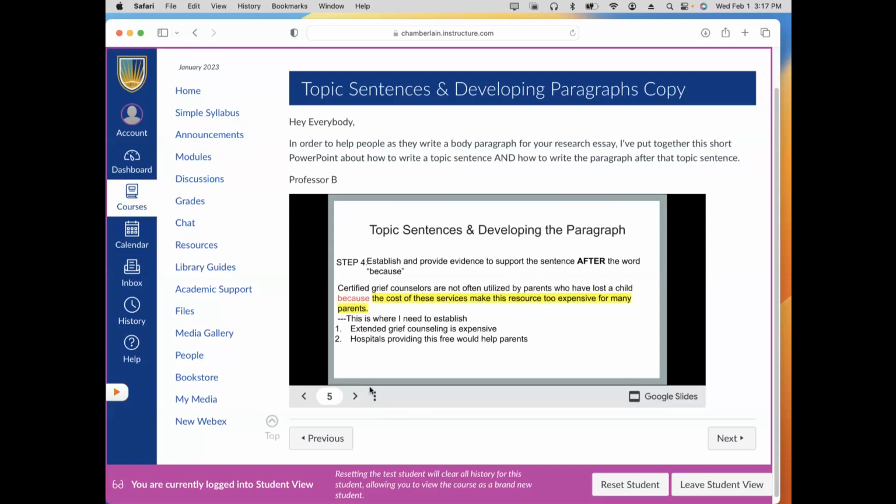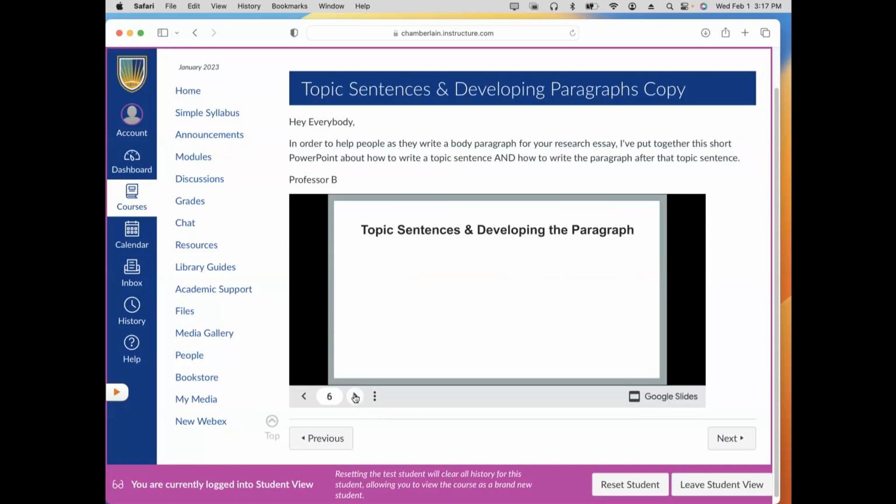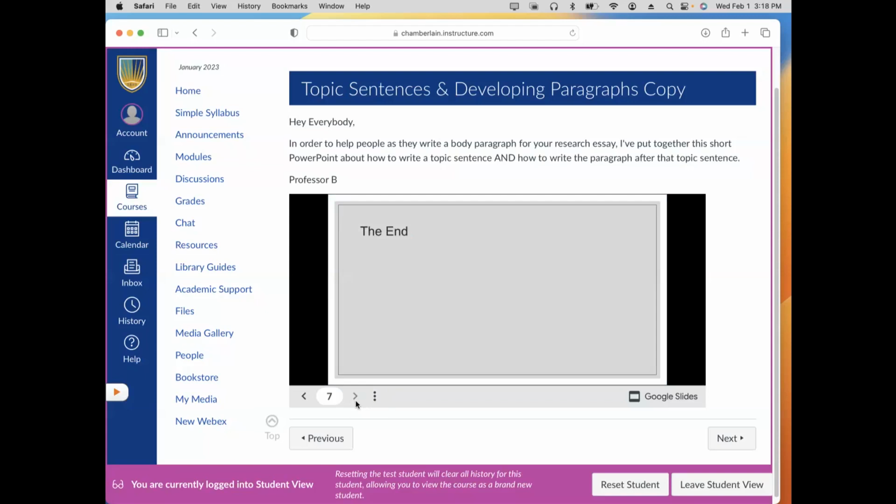So you can take a look at this PowerPoint. I'll put it in the... Oh, look at that. That's pretty handy. Yeah, and so developing the paragraph is basically, you have to have the topic sentence, then you focus on the first part of that sentence and you develop and you add evidence, and then develop the second and add evidence, sort of like a formula idea of it. Oh, the end, thank you.